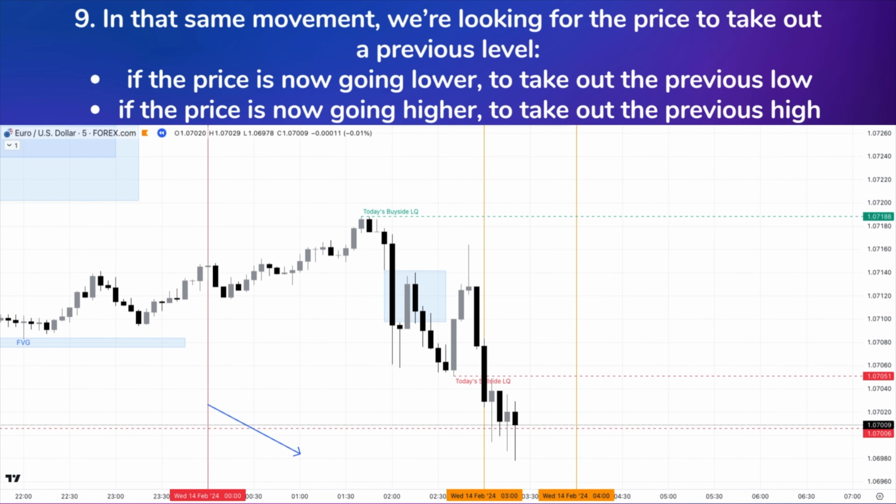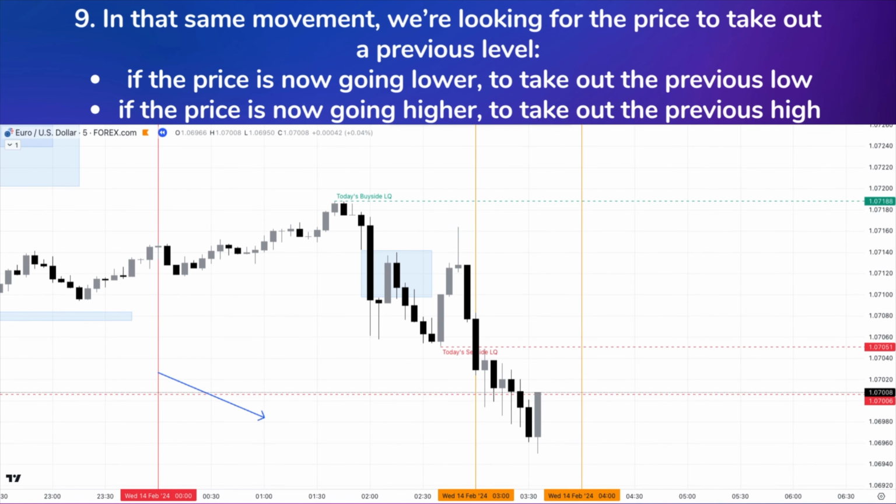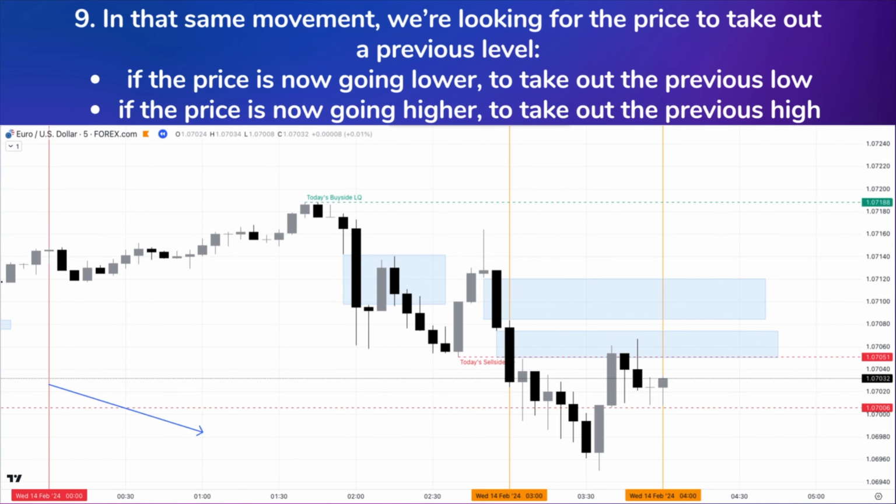Step number 9. In that same movement, we're going to look for the price to take out a previous level. So if the price now is going higher, and it looks like it's going higher for us, we're going to wait for the price to take out the previous high. And we keep observing and waiting for the price that now it's going higher to take out the previous high. Please guys, notice that we are just waiting here, taking our time and waiting for the price to go higher. We keep waiting for the whole session.